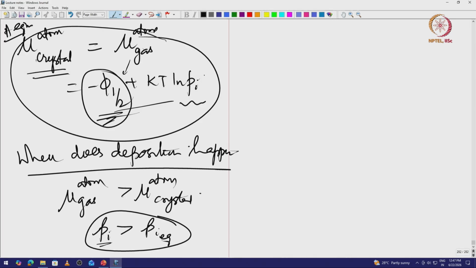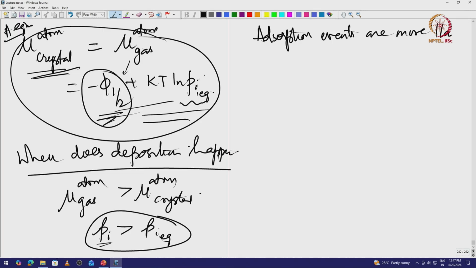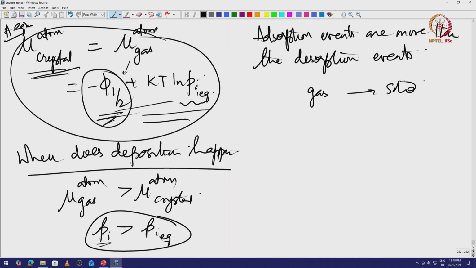So at Pi equilibrium, this mu atom crystal is in equilibrium with the gas, but at a higher partial pressure, right. So that is why I should increase the partial pressure of gas so that I get more deposition, okay. So Pi greater than Pi equilibrium, I will have adsorption events more than the desorption events, okay. So essentially what I am saying is gas to solid, right.